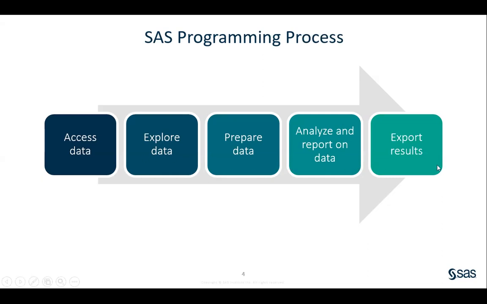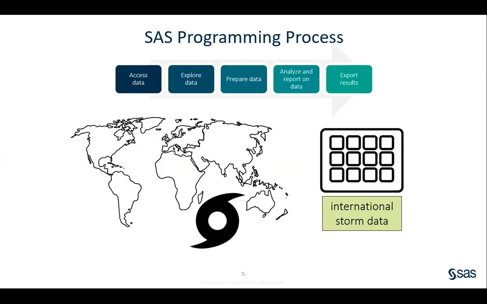This is the process we are going to learn throughout your SAS programming: accessing, exploring, preparing your data, analyzing, reporting, and exporting. These are the 5 steps of programming which we are going to learn step by step. For your course, we are going to focus on international storm data. It's for throughout the globe, not restricted to a specific country. And this data, we are going to use for learning the programming process, right from accessing till exporting.